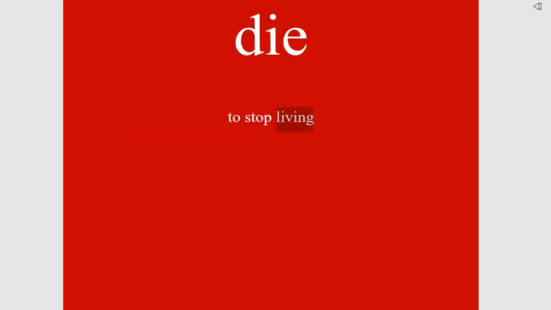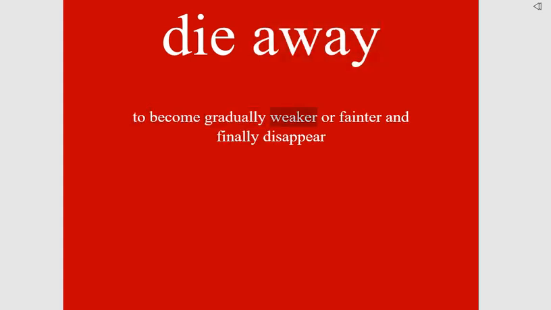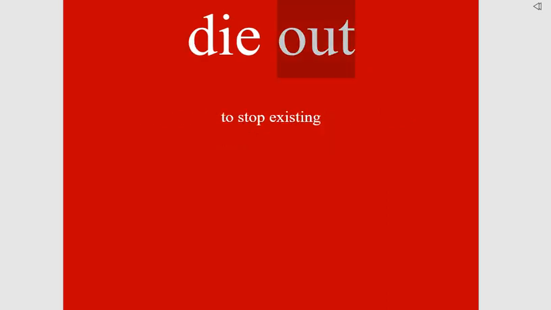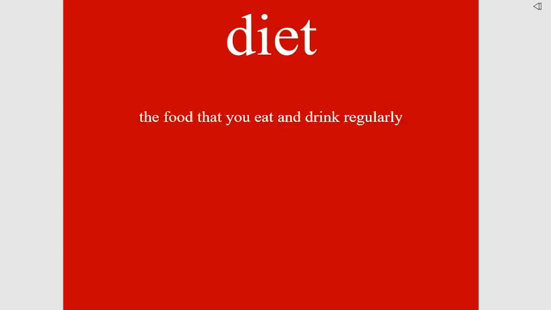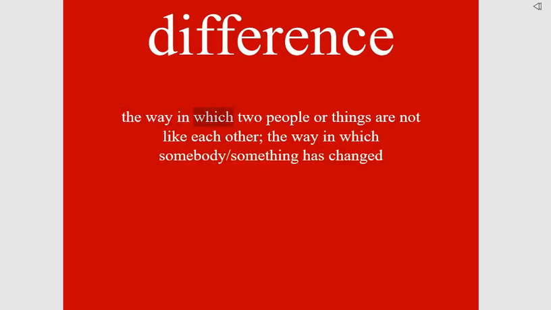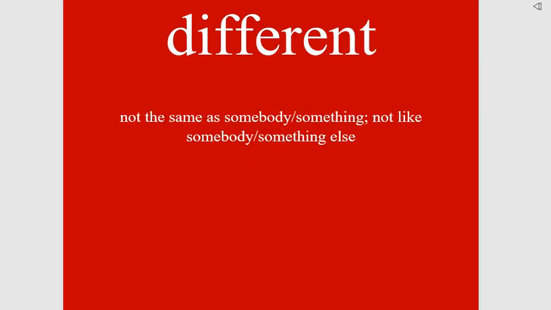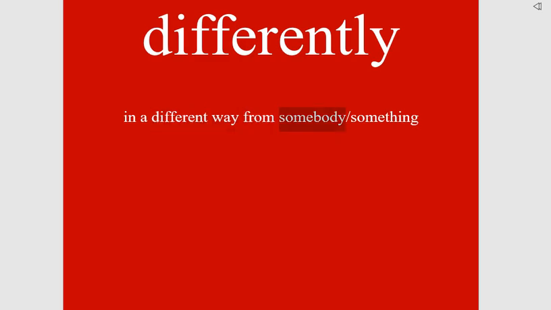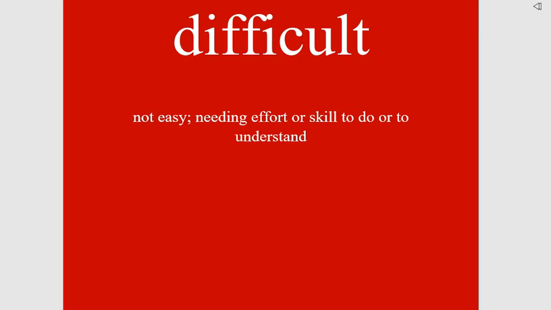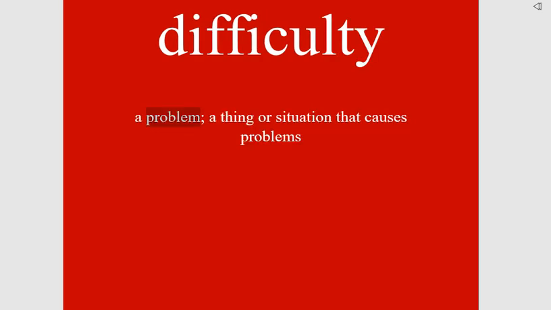Die. To stop living. Die away. To become gradually weaker or fainter and finally disappear. Die out. To stop existing. Diet. The food that you eat and drink regularly. Difference. The way in which two people or things are not like each other, the way in which somebody/something has changed. Different. Not the same as somebody/something, not like somebody/something else. Differently. In a different way from somebody/something. Difficult. Not easy, needing effort or skill to do or to understand. Difficulty. A problem, a thing or situation that causes problems.